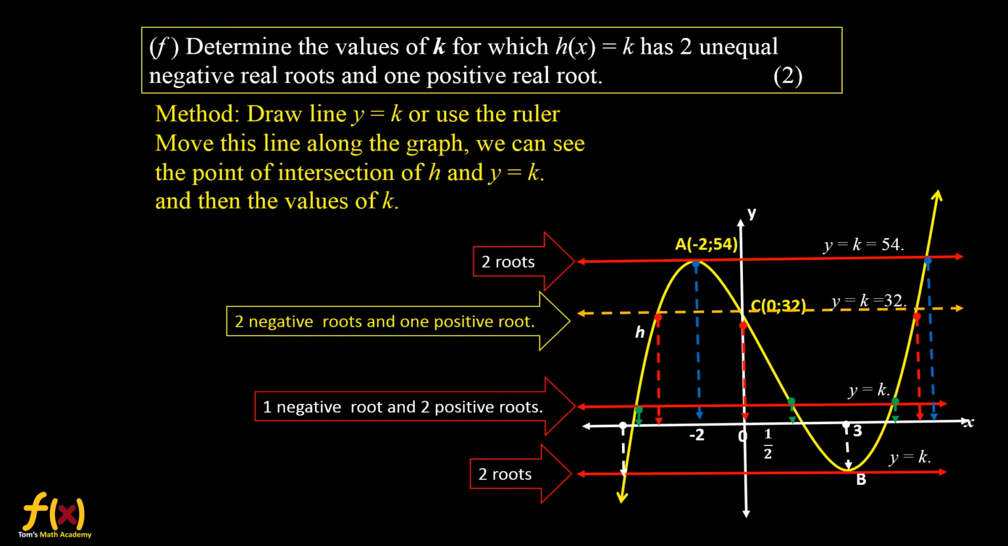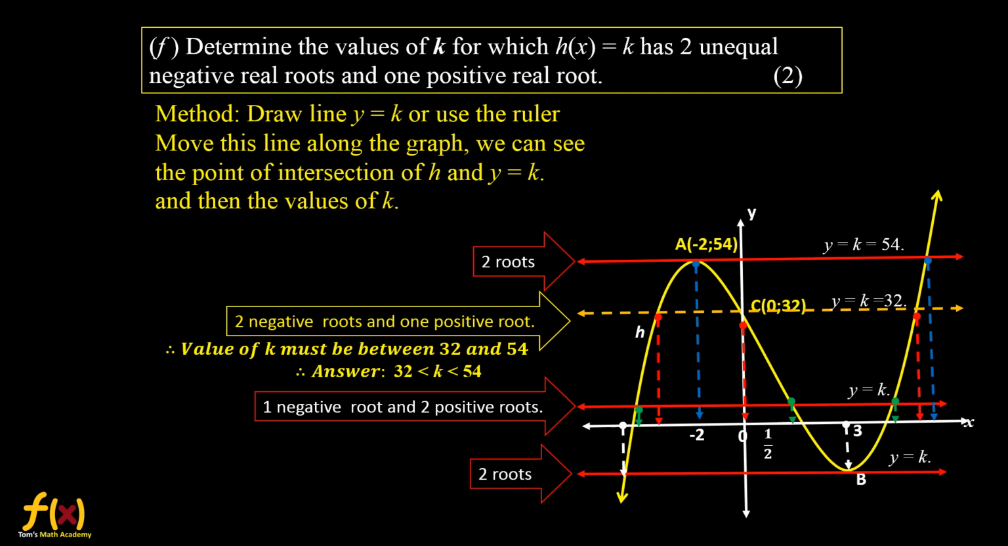So what are the values of y equal to k? See, at that point it is 32. Between y coordinate 32 and y coordinate 54, or y values 32 and 54, you can have 2 negative roots and 1 positive root. So the value of k, y equal to k, is our question.